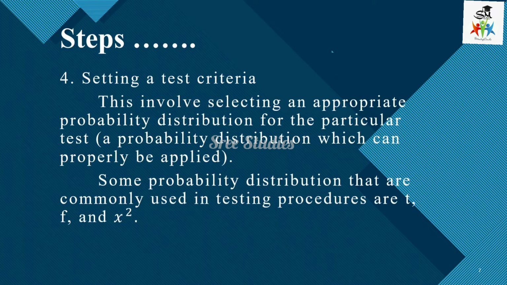The fourth step is selecting an appropriate probability distribution for the particular test, based on probability distribution theories. Some probability distributions that are commonly used in testing procedures are the t-test, F-test and chi-square test.